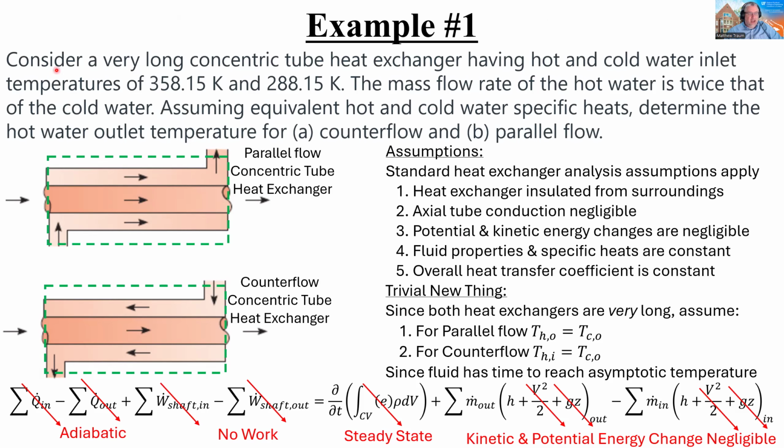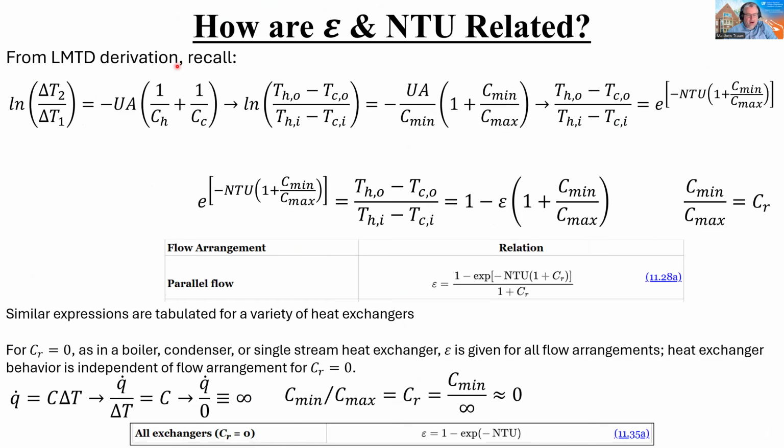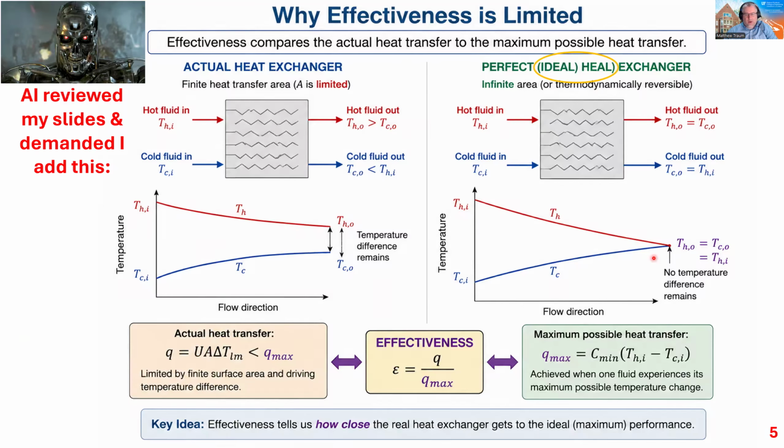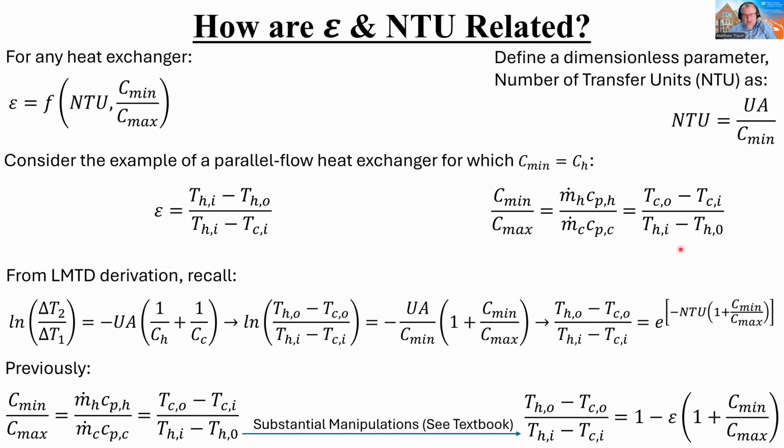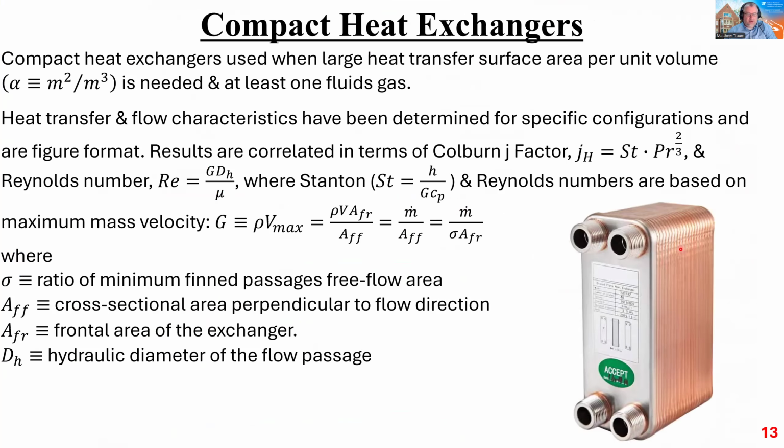The trivial new thing is a very long concentric tube heat exchanger, right? Why is that the trivial new thing? Well, if we go all the way back to the Terminator, too far. There he is. What happens if you have an infinitely long heat exchanger? The temperatures at the outlets for the hot stream and the cold stream are one and the same. That's not what normally happens in a heat exchanger. Normally those temperatures are different, but here, because it's an infinitely long heat exchanger, or I say very long heat exchanger, or ideal heat exchanger if you trust the AI, those temperatures are the same. You could not solve this problem unless you had that realization.